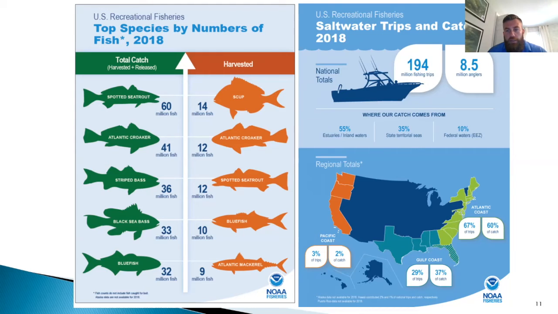No surprise that many of the species you read about, bluefish, black sea bass, striped bass, Atlantic croaker, are typically being harvested in high numbers. And you can actually see the red and the green in terms of who's being harvested and likely consumed and who's being caught and potentially released. And so we do see these types of trends. When you look at saltwater trips and catch, we see that the recreational fishing industry, 194 million fishing trips is really fairly substantial, and 8.5 million people engaging in this activity, which is, again, another significant economic engine for our country.